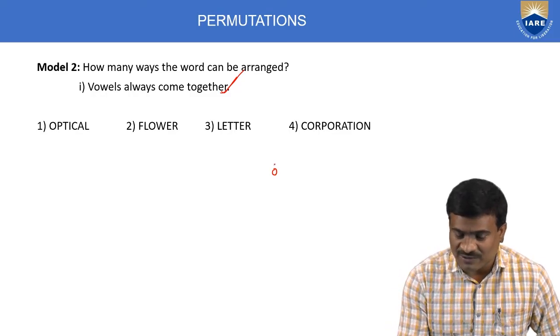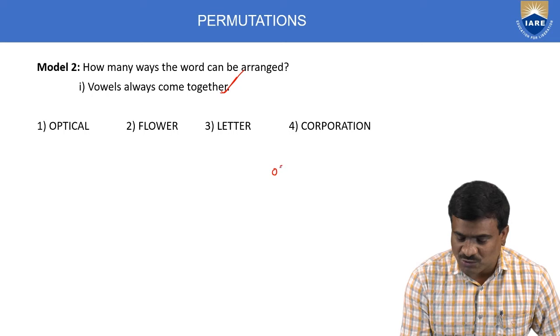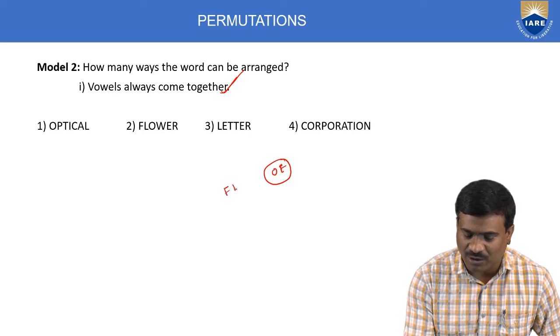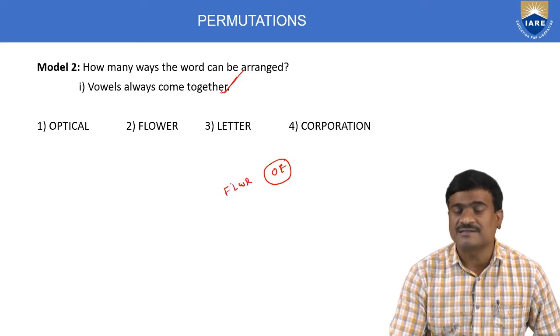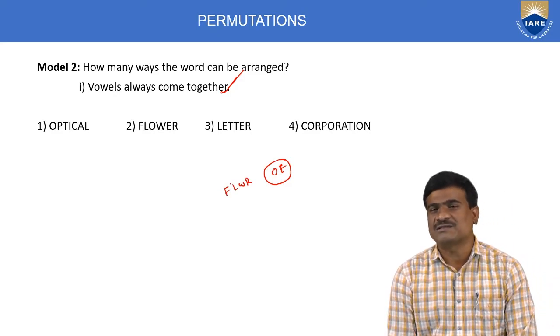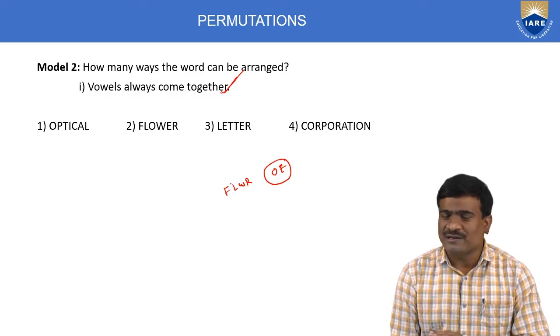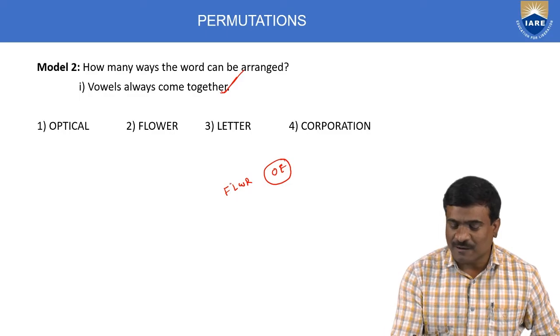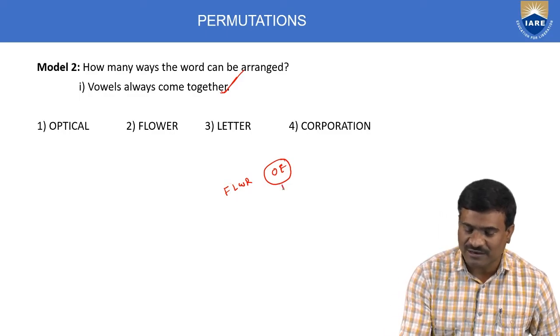Number of vowels in flower: O, E, only 2 vowels, write them in one bracket, OE. Next, number of consonants: F, L, W, R. Number of consonants 4, number of vowels 2. Next, vowels always come together. Together means one letter, so this complete bracket is considered as a 1.